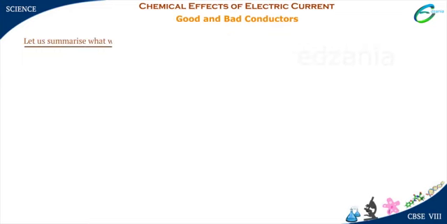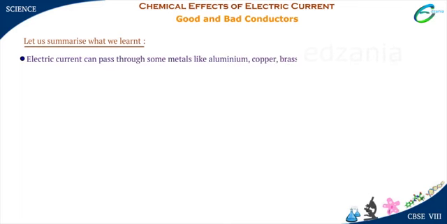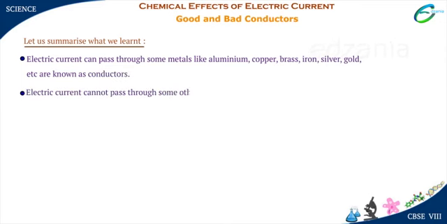Let us summarize what we have learned. Electric current can pass through some metals like aluminium, copper, brass, iron, silver, gold, etc. These are known as conductors. Electric current cannot pass through some materials like wood, plastic, rubber, glass, thermocol sheets, etc.